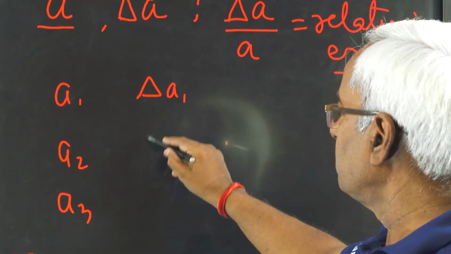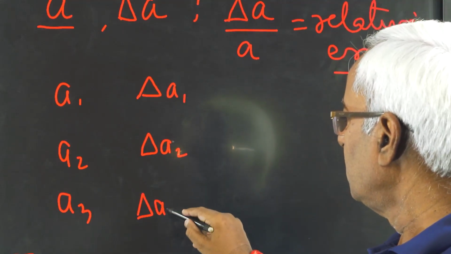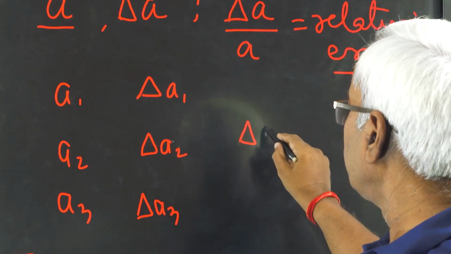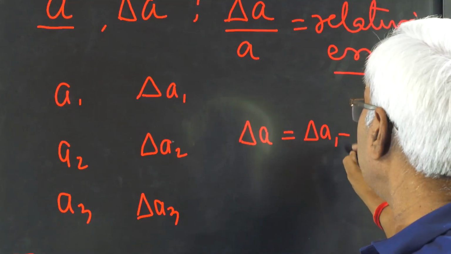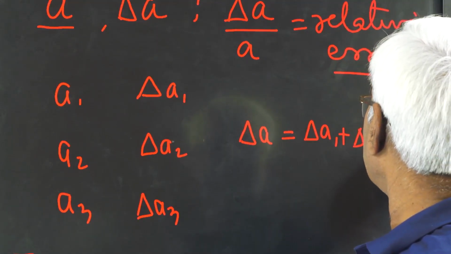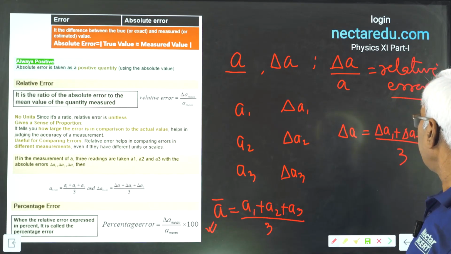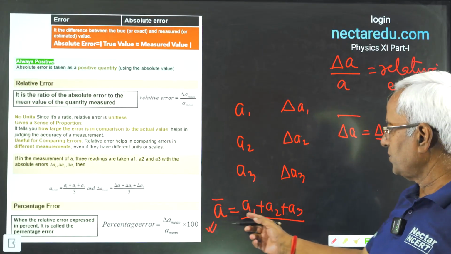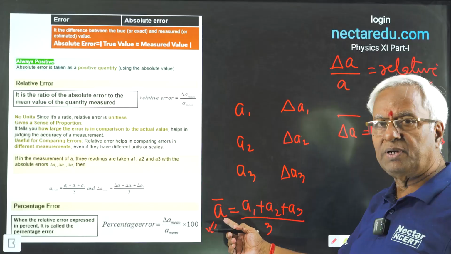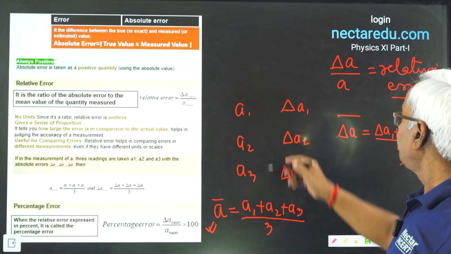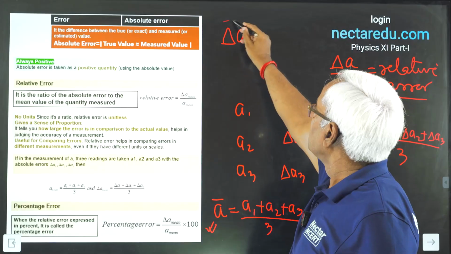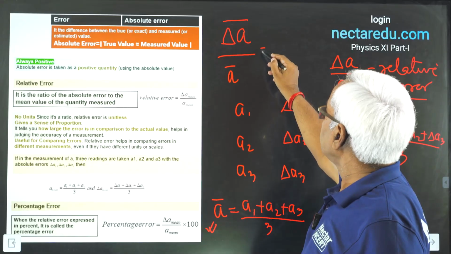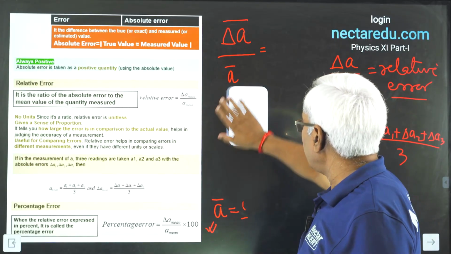Suppose the errors taking place in these readings are delta A1, delta A2, delta A3, then the mean error would be delta A1 plus delta A2 plus delta A3 divided by 3. This would be known as mean error, mean absolute error, and this is the average or the mean reading. If you take the ratio of the two, that is mean absolute error upon mean reading, it is known as relative absolute error.